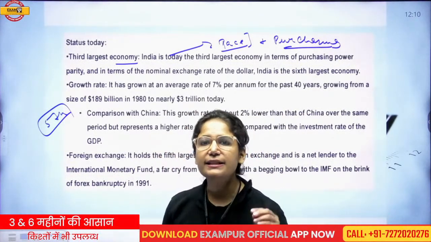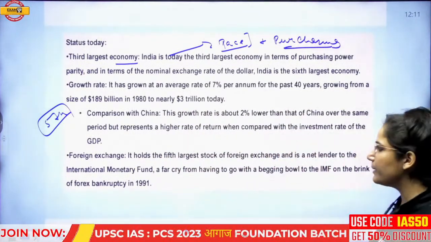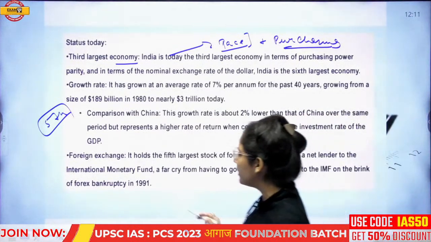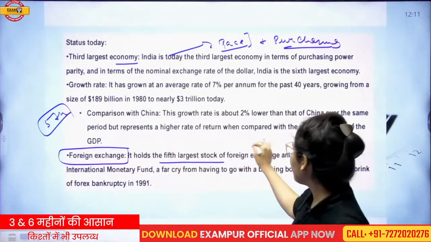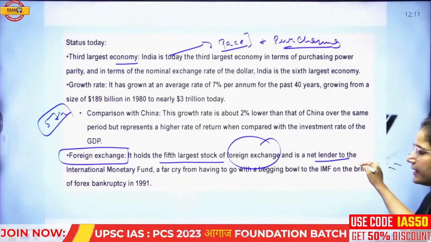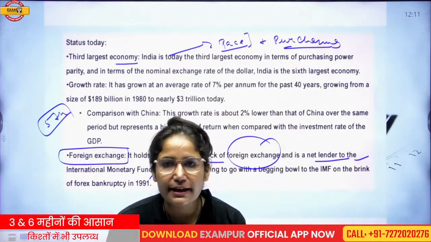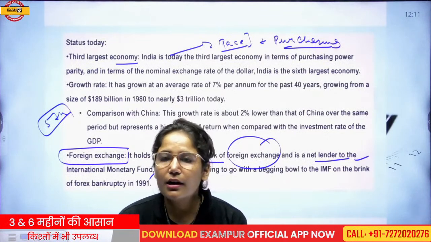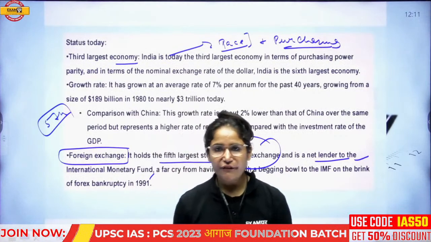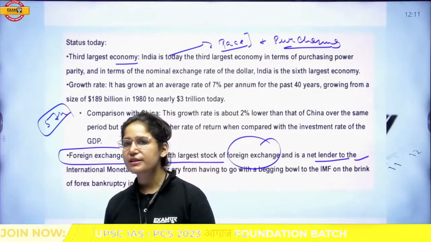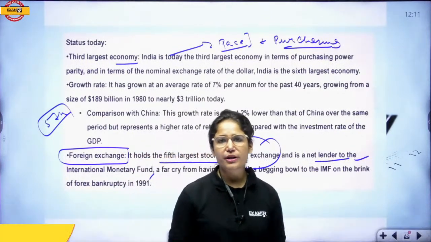We have attained certain level of achievements. We are going to discuss regarding those achievements only. Foreign exchange. What is the situation of foreign exchange today? Fifth largest stock of the foreign exchange and net lender to the International Monetary Fund. Lender, you can get a glance regarding what level of player we are now on the international scenario. If we have to make representation on the international scenario, we need to make performance on some basis. That is what we are talking about right now.